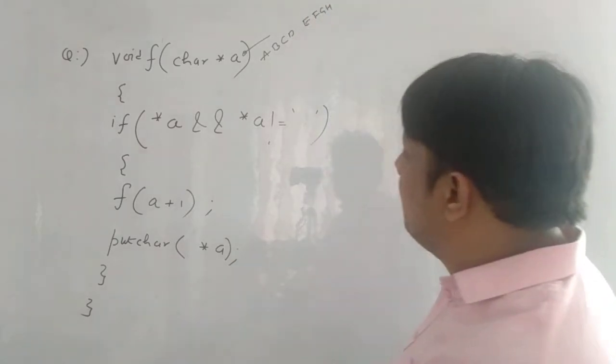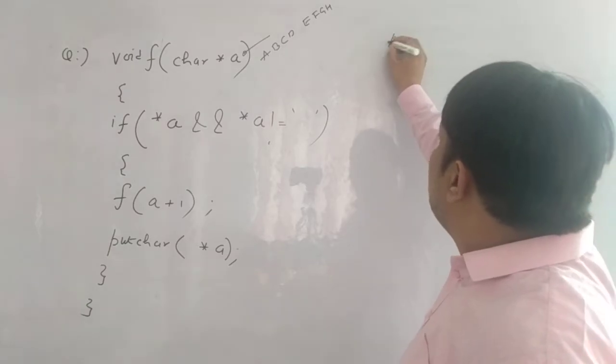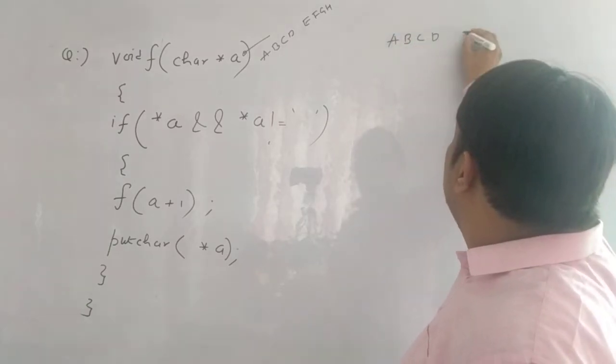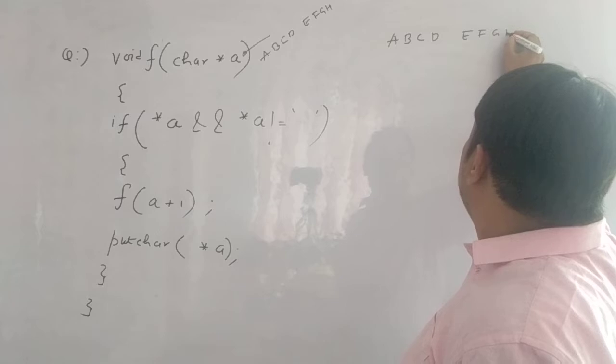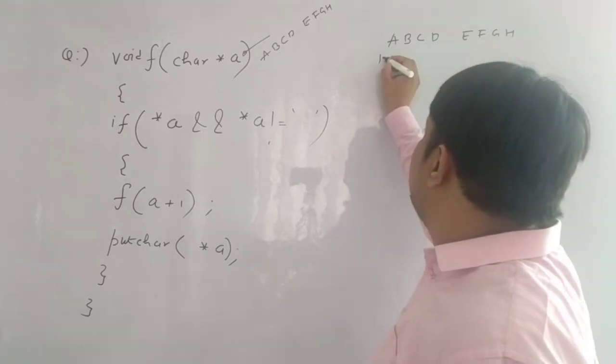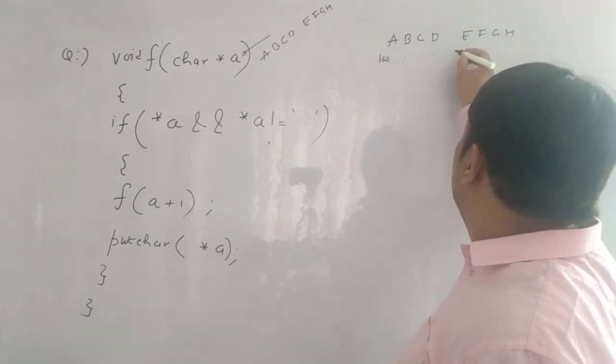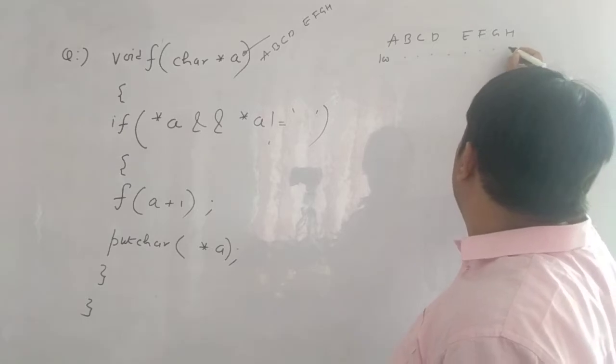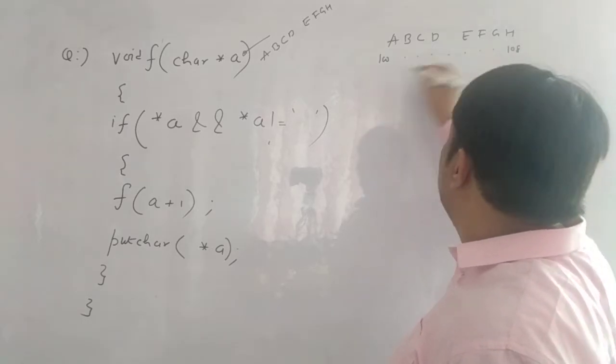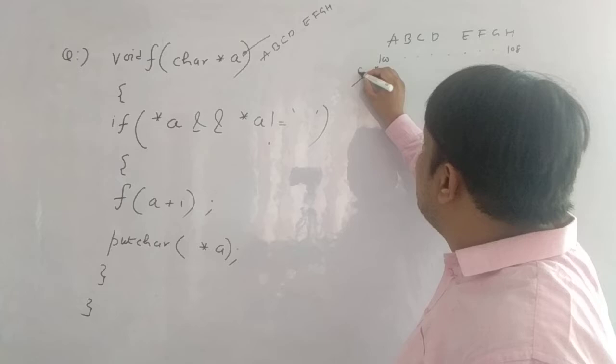Now we have to solve this, right? So I am writing the string A, B, C, D, E, F, G, H. Now let's see. Let's suppose the base address is 100. So 1, 2, 3, 4, 5, 6, 7, 8. So this is 108. And this is your A, right?